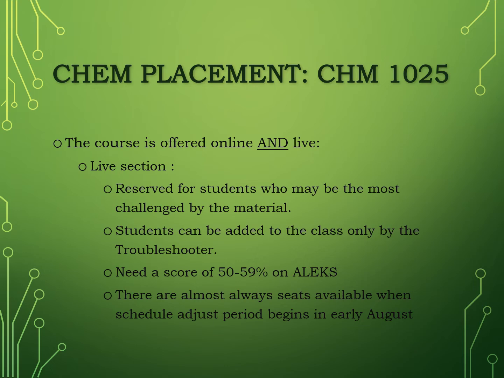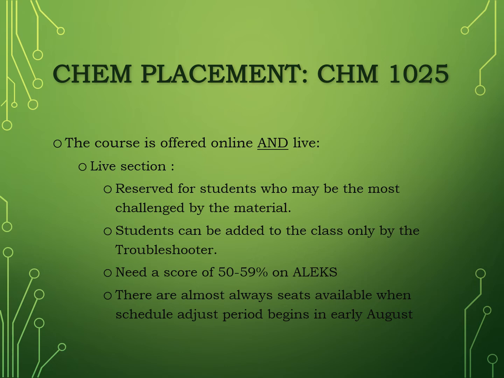And what we're looking for in terms of the prerequisites or parameters to be eligible for the live section of Chem 1025 in the fall is for students to have between a 50 to 59% on ALEKS, and that is pretty much all that we're going to be looking for to give them a chance to take it live.